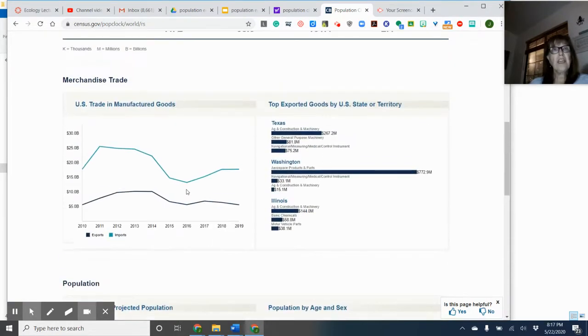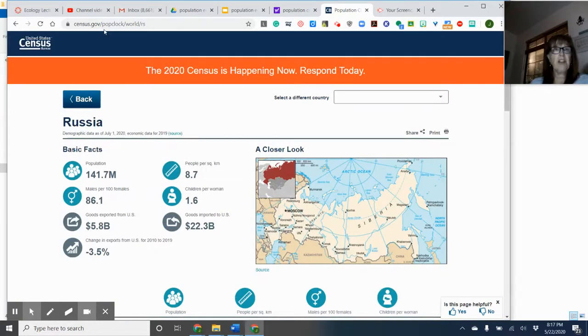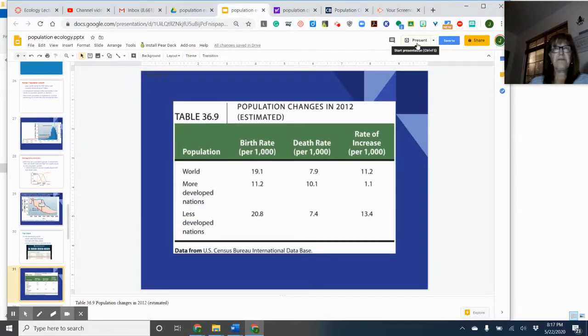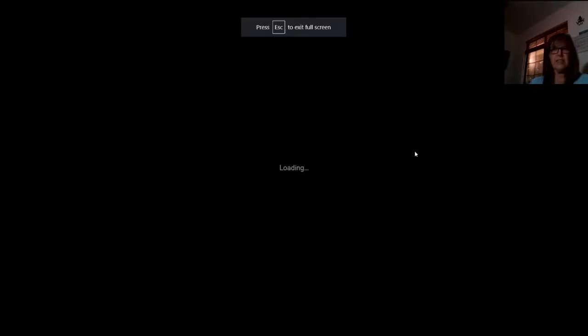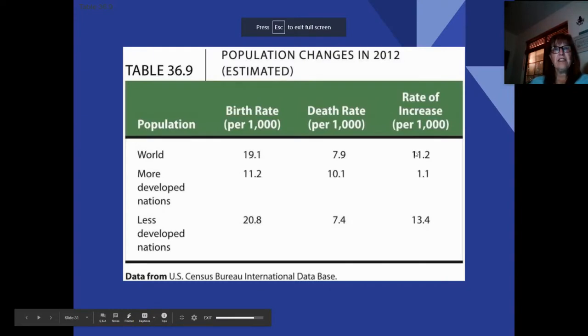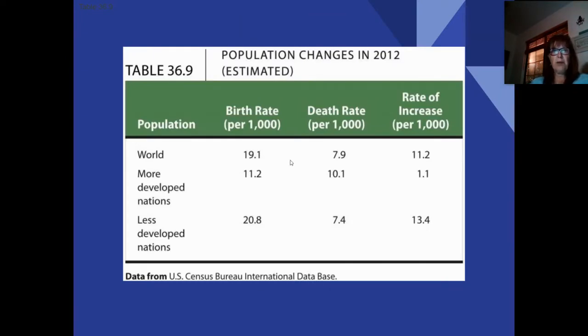All right, so again, go check it out. Population clock, check out countries that you're interested in, play around with it. There's a lot to be discovered there. All right, so this is what I was just going through with the pop clock. This is information that's available on that website.